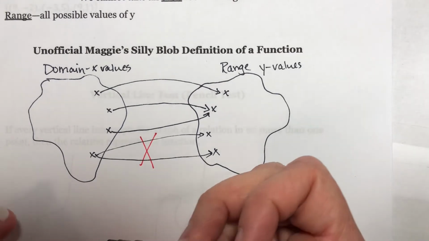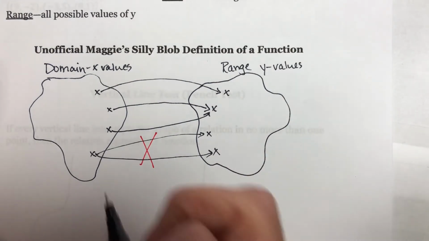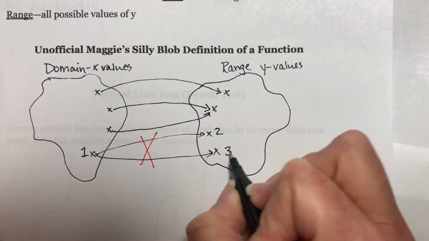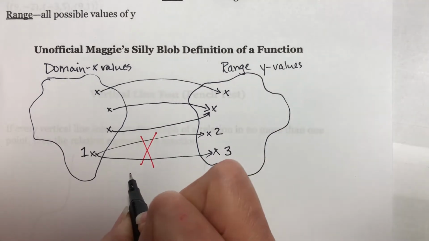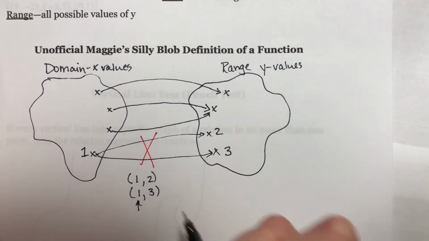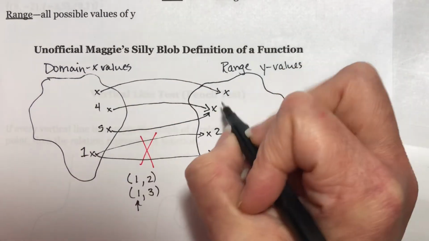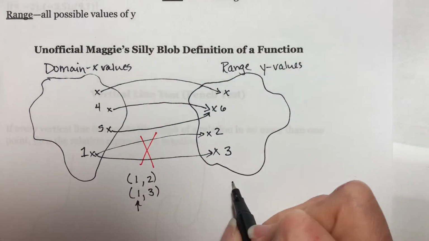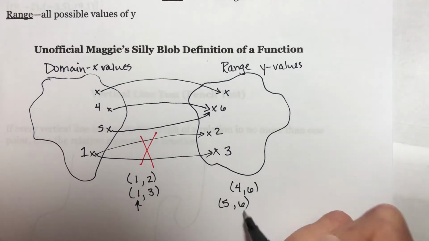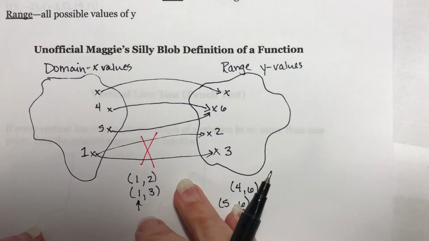The way this shows up a lot of times is a repeated x value. So for example, let's say that this x value is a 1, and then this is a 2, and this is a 3. Your ordered pairs in this sample would look like (1, 2) and then (1, 3). And you can see that that would give you a repeated x value. Whereas here, if this is 4 and 5, and this is 6, your two ordered pairs would be (4, 6) and then (5, 6). Repeated y values are okay. Repeated x values are not okay.